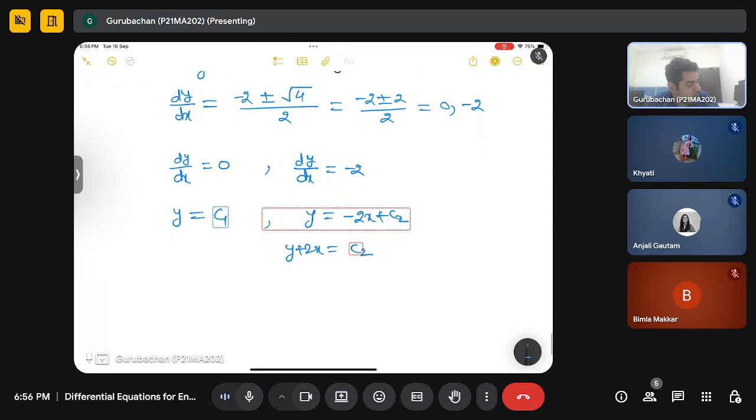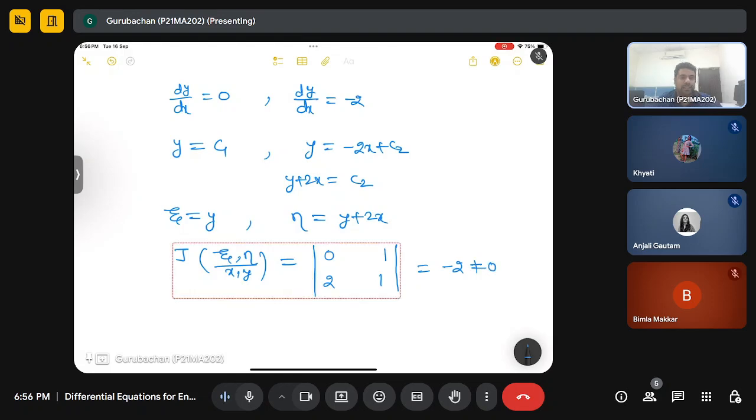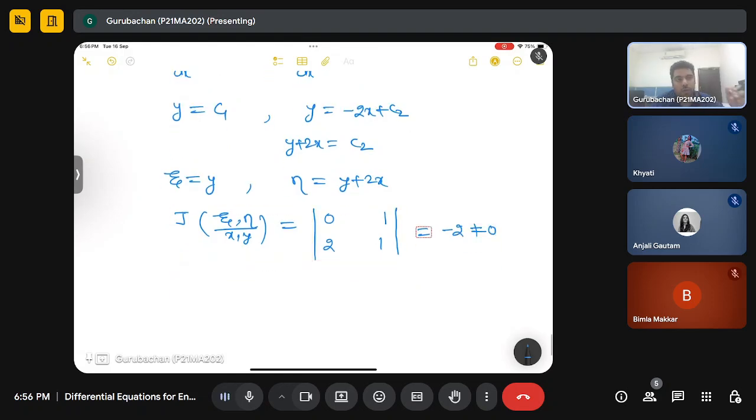So what we will do, we'll take xi as y, eta as y plus 2x, and first of all we will check its Jacobian of xi and eta with respect to x and y. So differentiation of xi with respect to x will be 0 since there is no term of x. It will be 1 since there is y only. So this will be 2, this will be 1. So this will give you minus 2, which is non-zero. So we can get the inverse transform. So now we can convert our system into the canonical form.